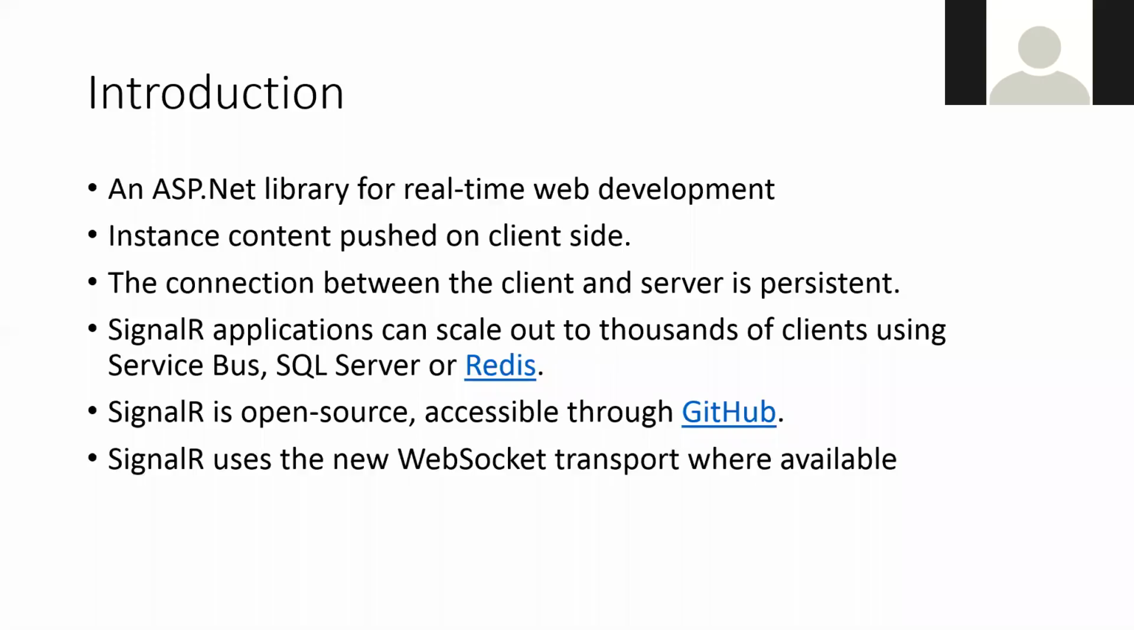SignalR application can be scaled out to thousands of clients using service bus, SQL Server or Redis. SignalR is open source, accessible through GitHub. SignalR uses the new WebSocket transport wherever available. WebSockets are mostly available on the latest web browsers. But if a WebSocket is not available, it can also fall back to other technology to do the transportation. One of them is polling the server to check whether new content is available or not.